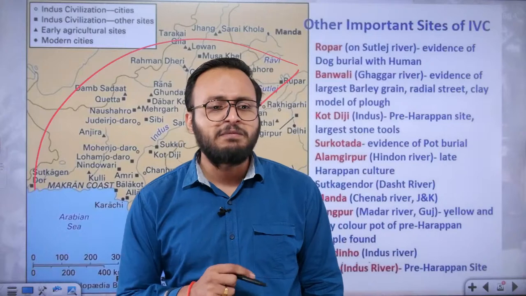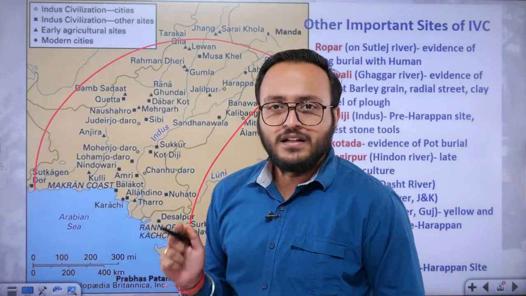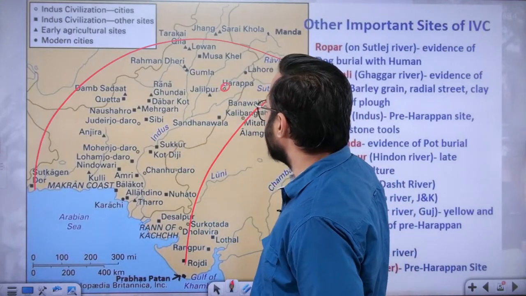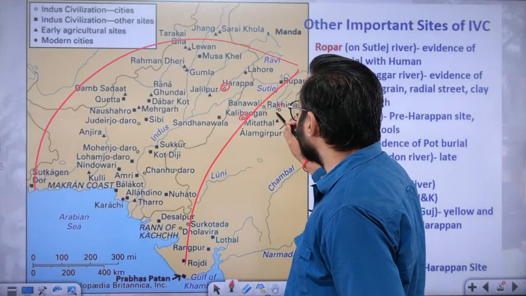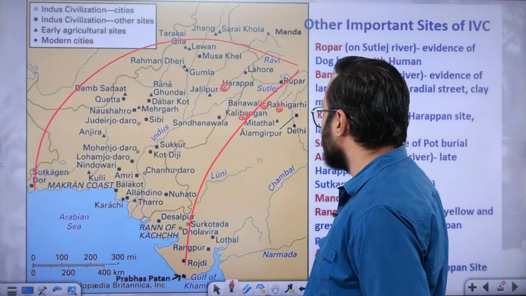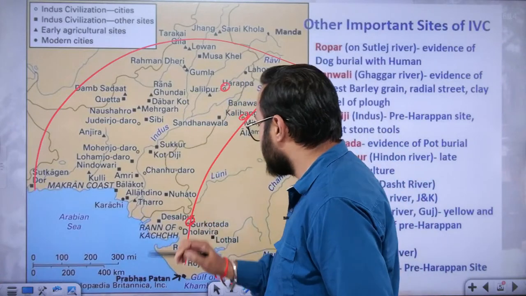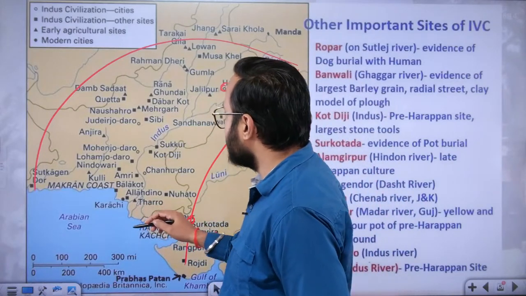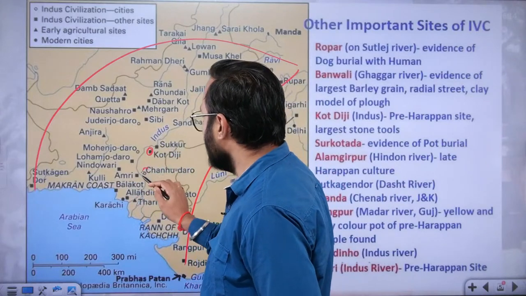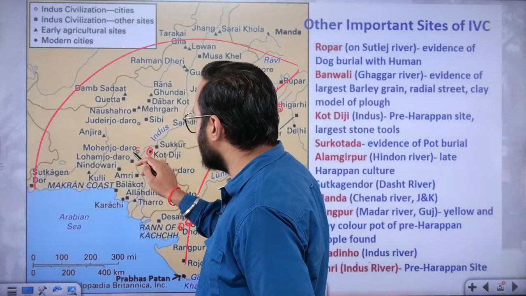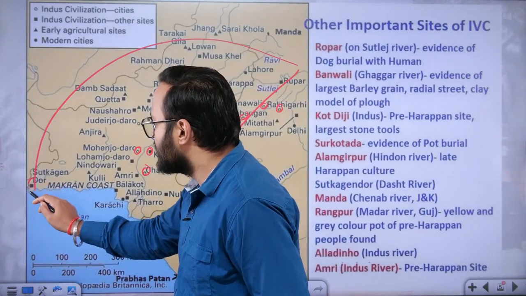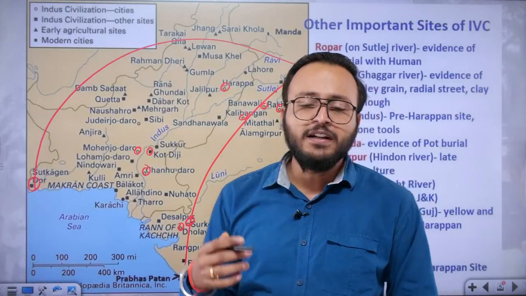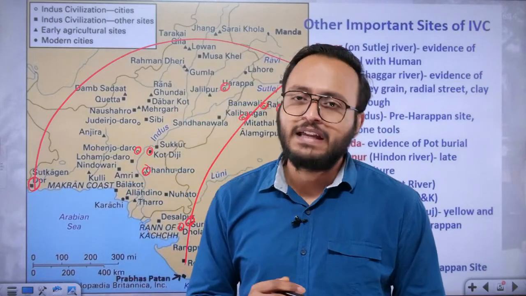Some of the most important sites include the very crucial Harappa. Kalibangan is there. Rakhigarhi is there. Banawali is there. Apart from that, we have Surkotada. We have Dholavira. We have Lothal. Here we have Kotdiji, Chanhudaro. And we have Mohenjodaro. And we also have Sutkagendor. So these are some of the most significant sites.